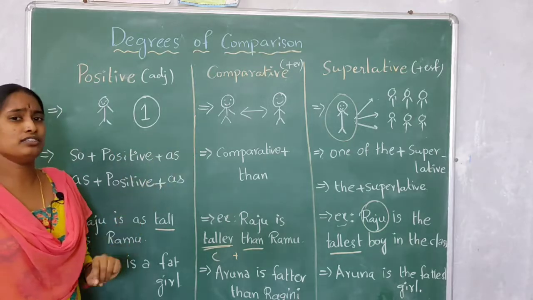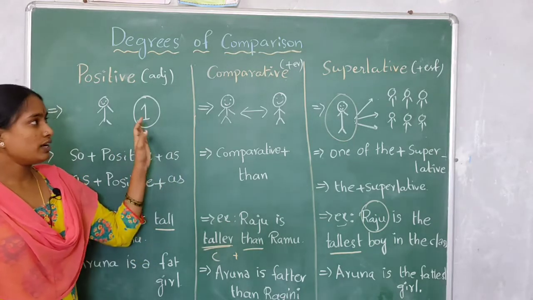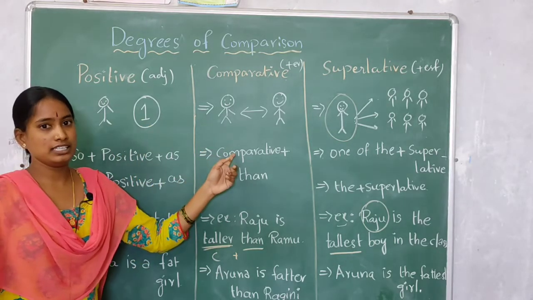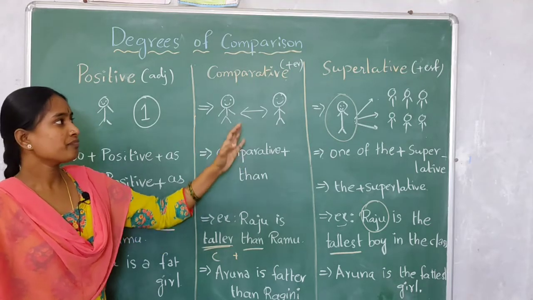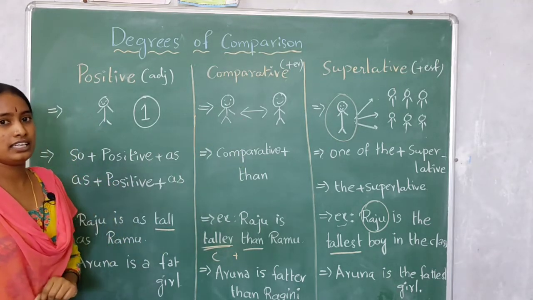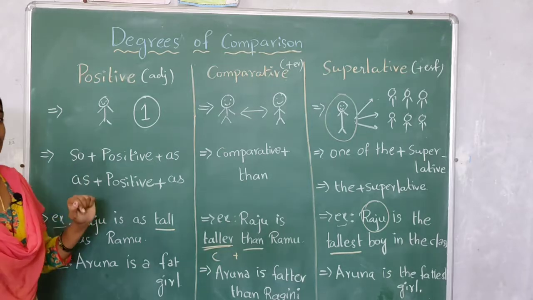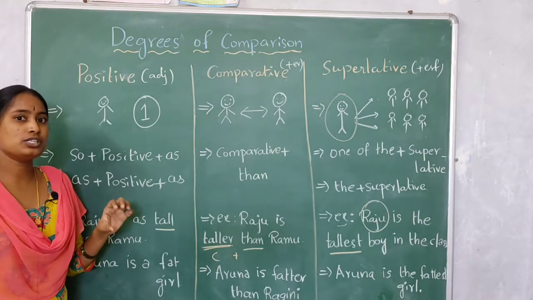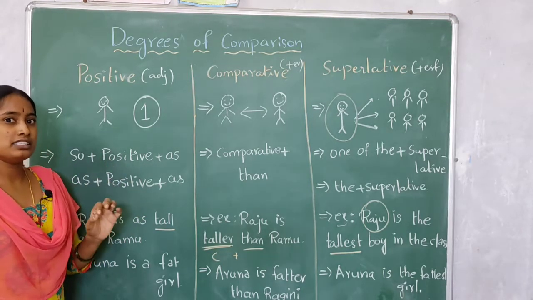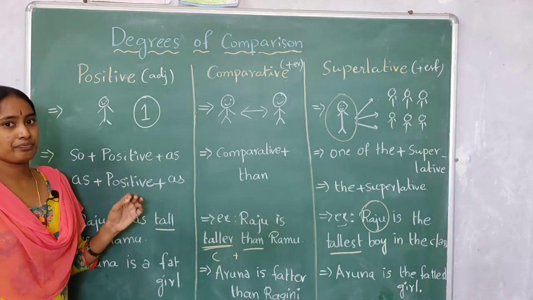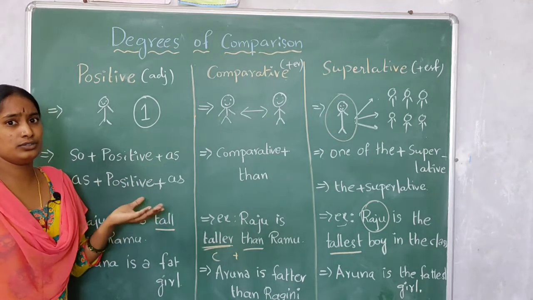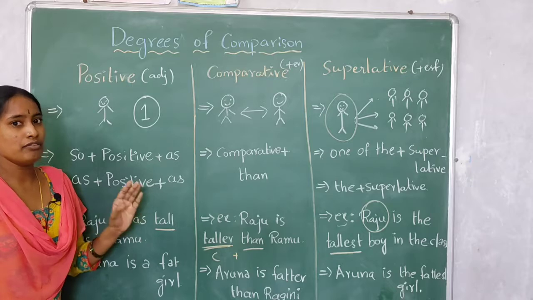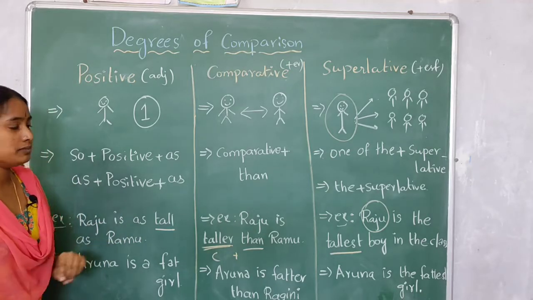There are 3 types of degrees of comparison. One is positive degree, one is comparative degree, and superlative degree. So these degrees of comparison are used to describe a person, and also at the same time these are used to compare one person to another person.